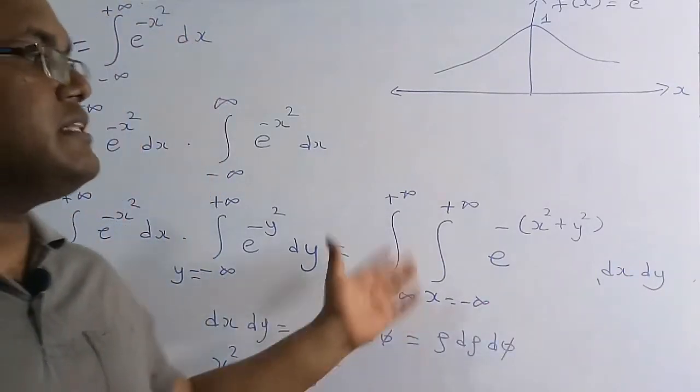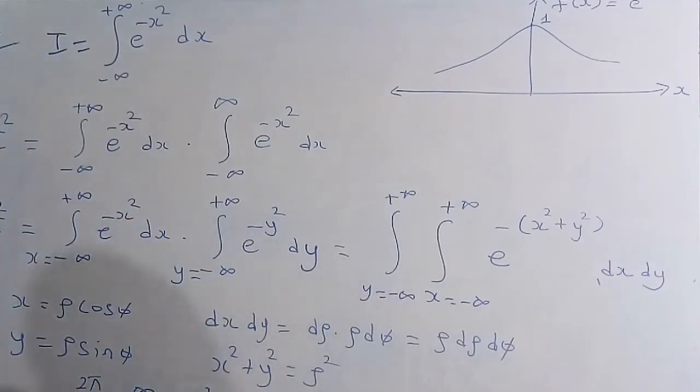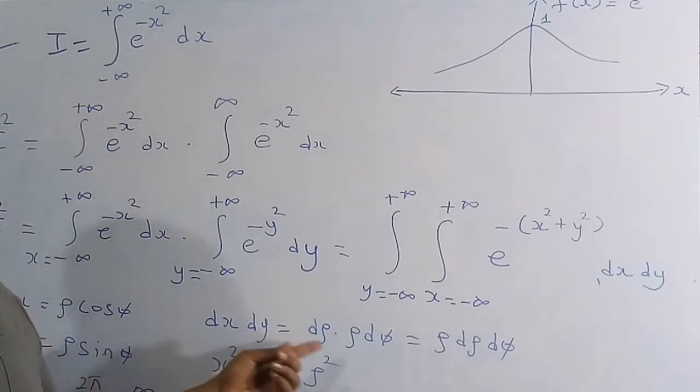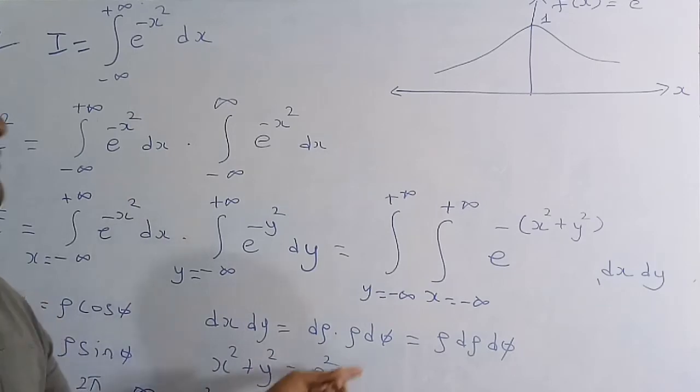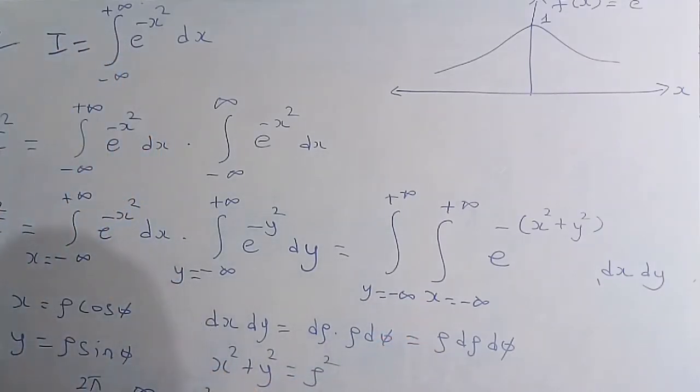So now I will convert the Cartesian coordinate system into the cylindrical coordinate system. In the cylindrical coordinate system, x is equal to rho cos phi, y is equal to rho sin phi, and dx dy is equal to d rho into rho d phi, or simply rho into d rho into d phi. If you do x square plus y square, we are going to get rho square common. Rho square into cos square phi plus sin square phi is equal to 1. So rho square into 1 is equal to rho square. So now I am going to replace all these things in this formula.